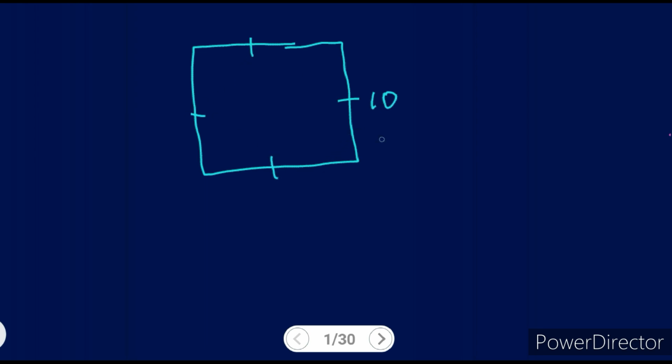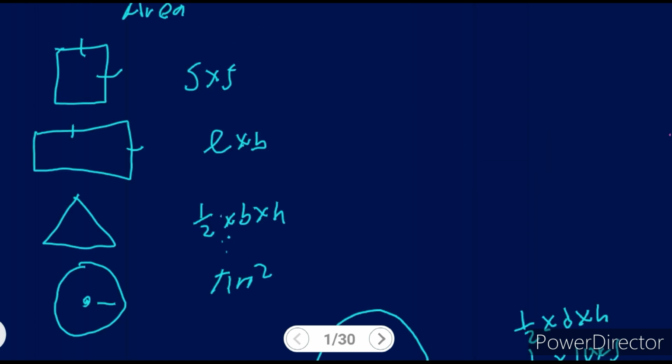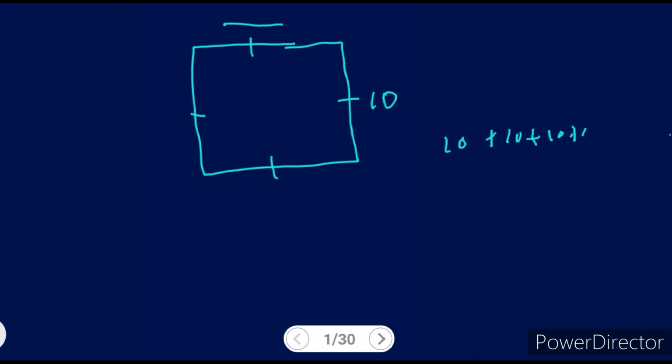So if this is 10 and they say find the perimeter, it means it's just going to be 10 plus 10, because we're going to add this, this, and this, because it has 4 sides. So plus 10, which is 40, or you can simply say 4 times 10.